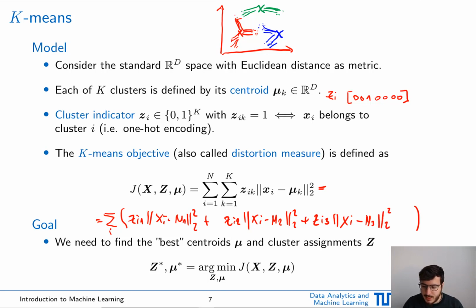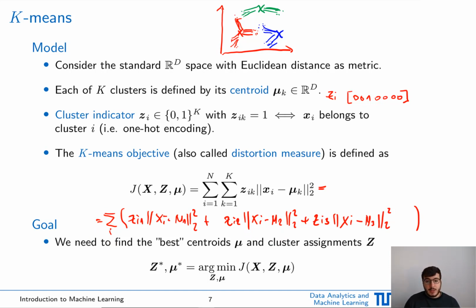And remember now, because the Zi vector is a one-hot vector, only one of these 3 terms will kick in, right? Because let's say the data point i belongs to the second cluster, that means that Zi1 and Zi3 will be 0, and only Zi2 will be 1, which means that we'll only measure the distance from the data point to the second centroid. And this goes on then for all of the data points i.